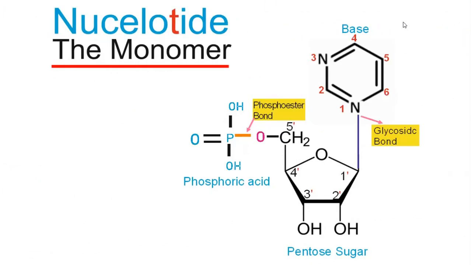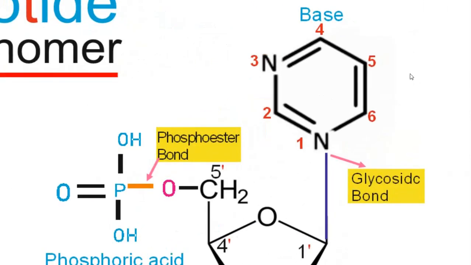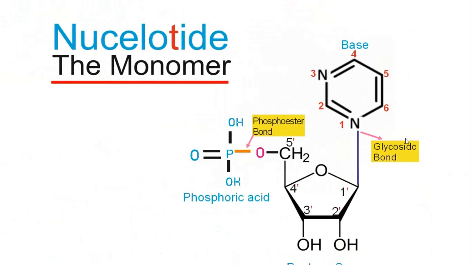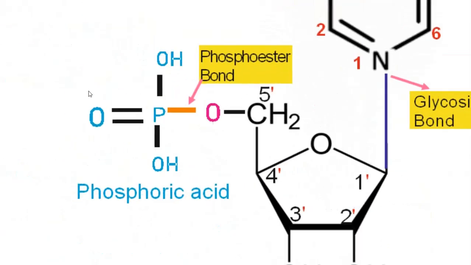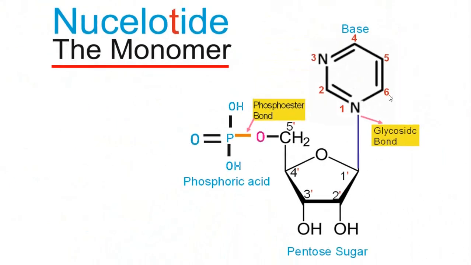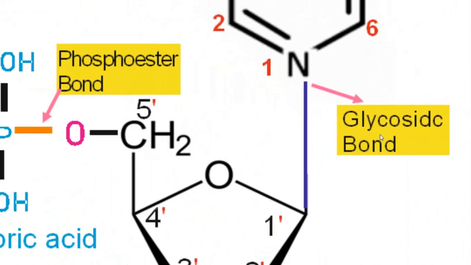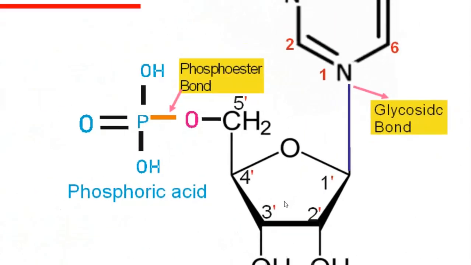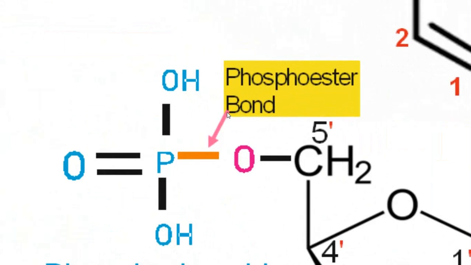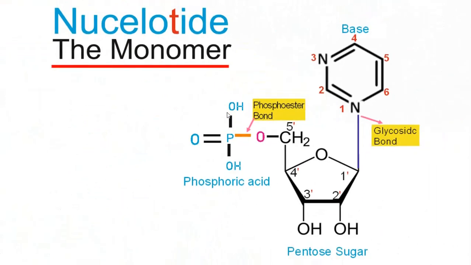When we see the overall structure of the monomer, that is called a nucleotide, it is composed of three components: the nitrogen base, the pentose sugar, and the phosphate here. And we discuss the type of bonds present here. Between the nitrogenous base and the pentose sugar, a glycosidic bond is present. And between the pentose sugar and the phosphate, the phosphoester bond is formed. These two types of bonds, the glycosidic bond and the phosphoester bond, are responsible for the formation of the nucleotide.